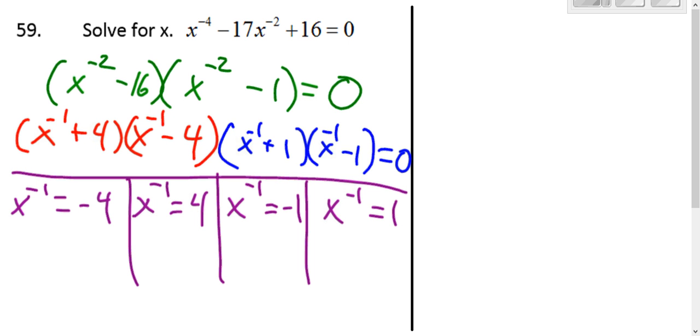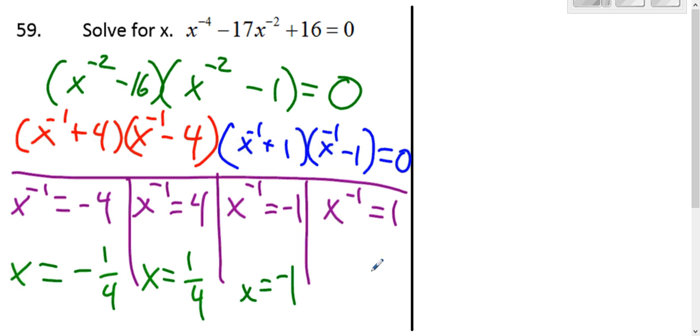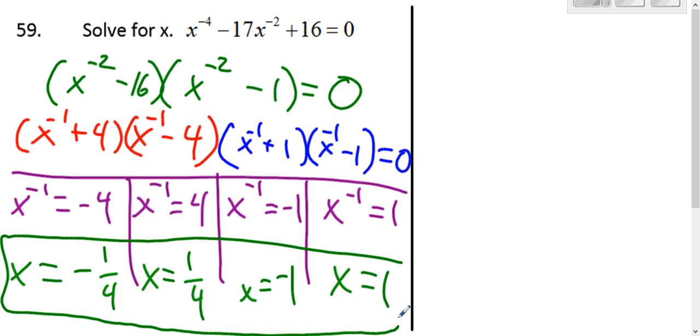Now, negative exponents mean flip. So to get rid of the negative exponent, you just got to flip the other side. You get x equals negative 1 over 4. You flip it. X equals positive 1 over 4. Negative 1 over 1 is still just negative 1. Flip 1, it's still 1, so you get x equals 1. 4 answers.